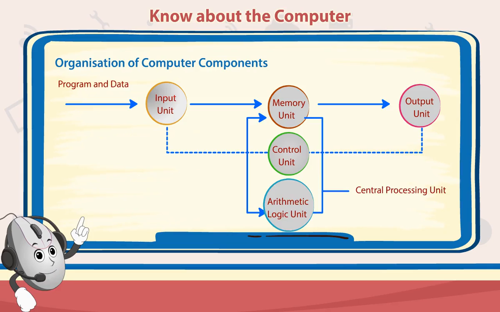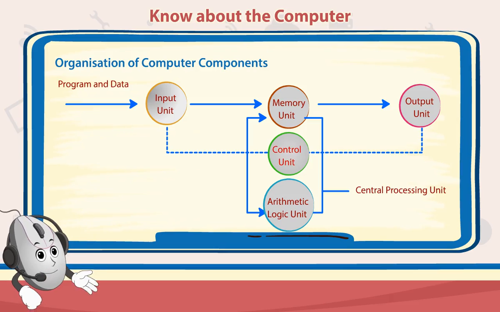The input device accepts the instructions or data given to the computer by the user. This is either stored in the memory or immediately used by the processor to perform the desired operation. Finally, the results are sent to the user through output devices. All these operations are coordinated by the control unit.